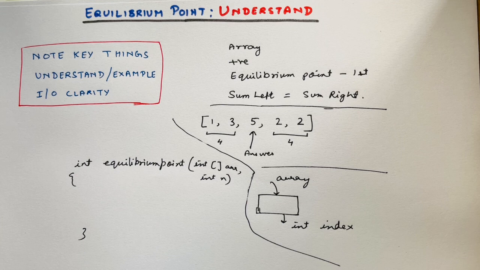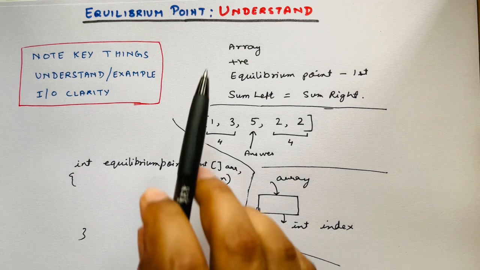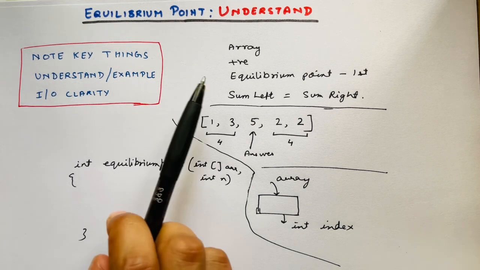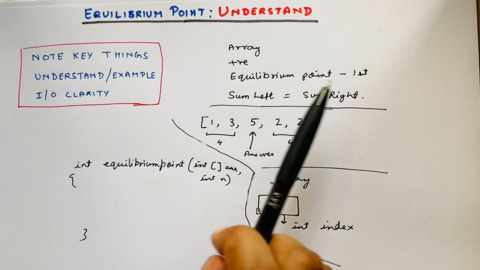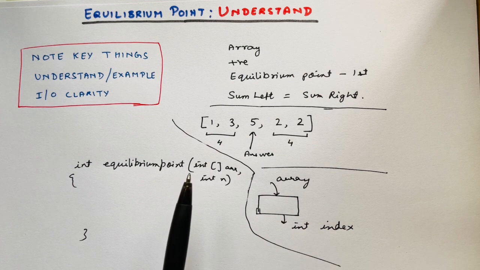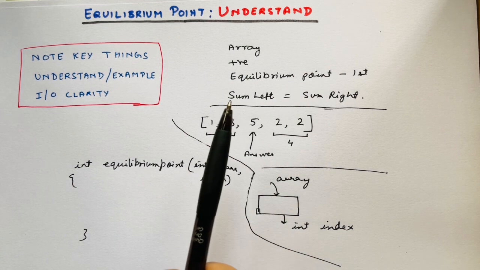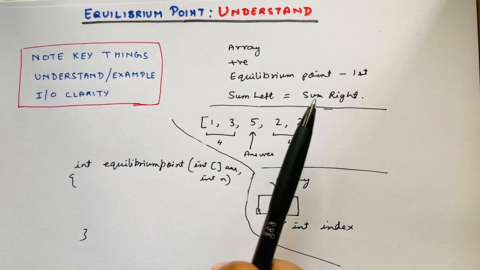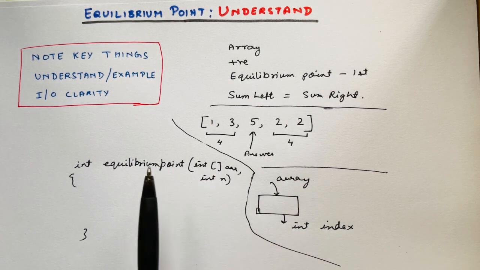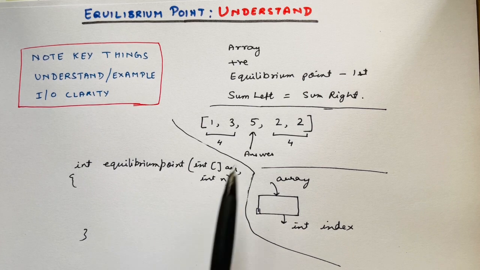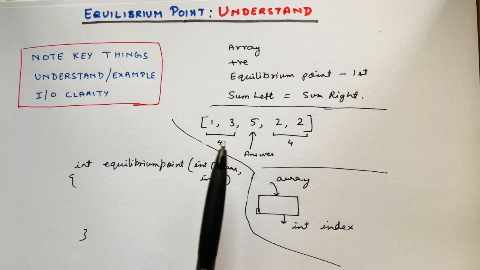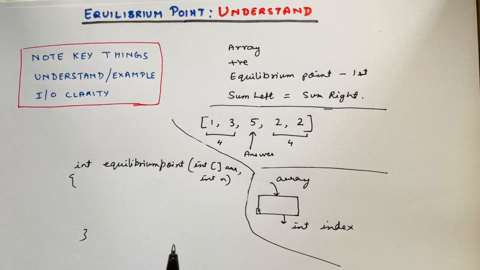Let's begin. So first, let's just note down few key things. We are given an array. The array has only positive integers. We have to find the equilibrium point, the first equilibrium point. And what is an equilibrium point? Sum to the left should be equal to the sum to the right. Let's understand this with an example. In this array, this is the equilibrium point because sum to the left is equal to sum to the right.